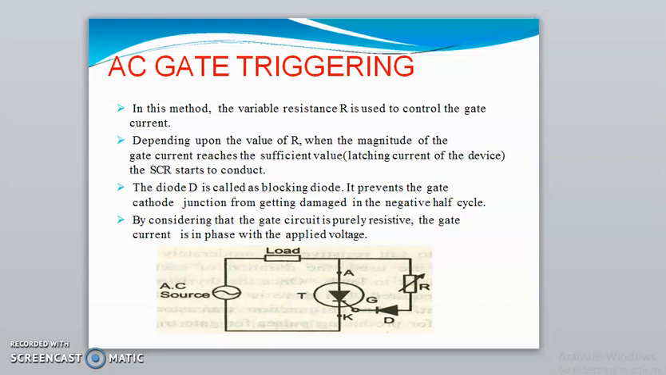Quickly I will summarize. First is the voltage triggering, then thermal triggering or temperature triggering, then the radiation triggering or light triggering, dV by dt triggering, and gate triggering. In gate triggering, DC gate triggering, AC gate triggering, and pulse gate triggering.